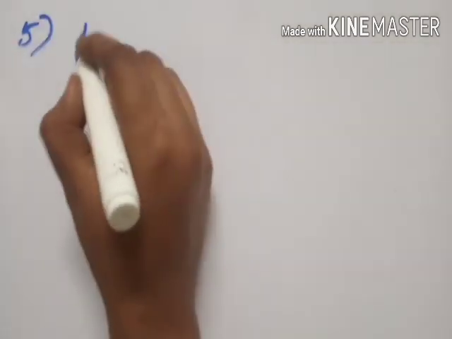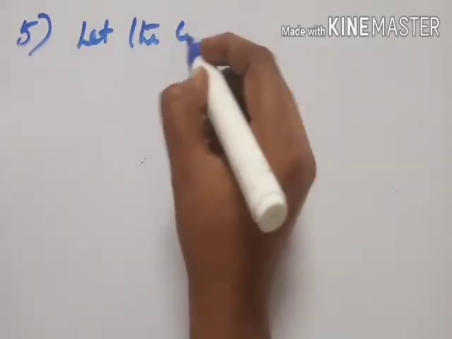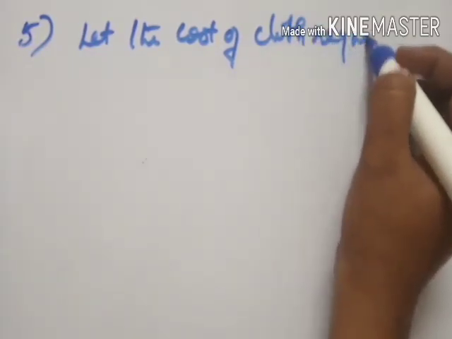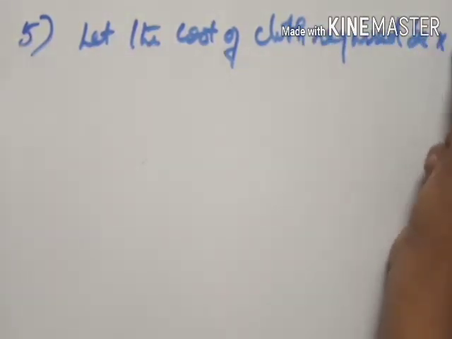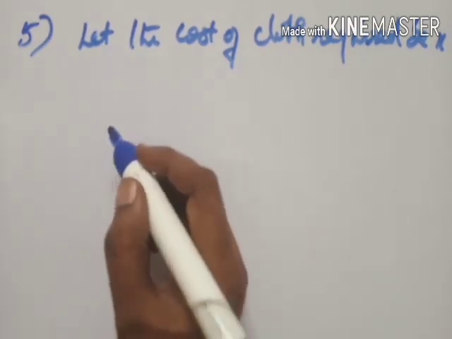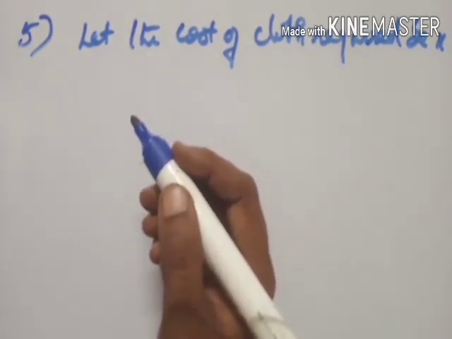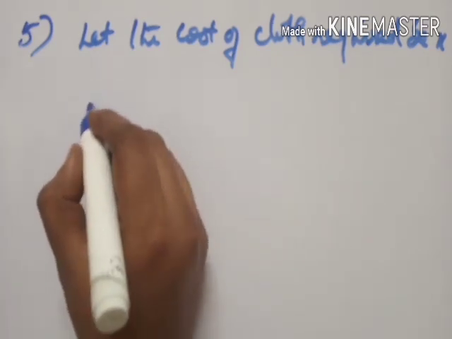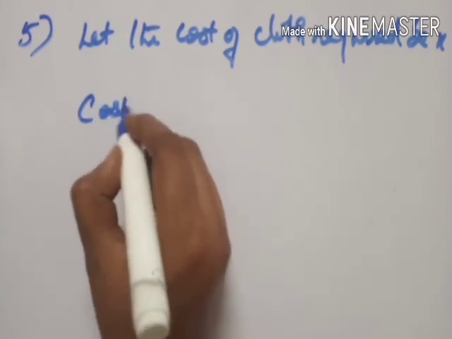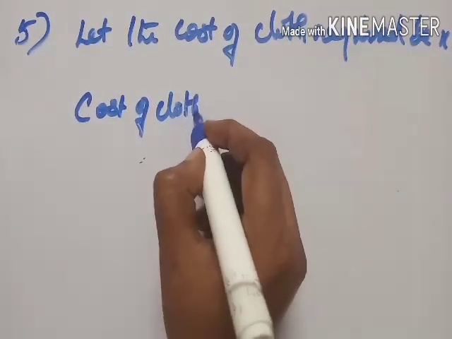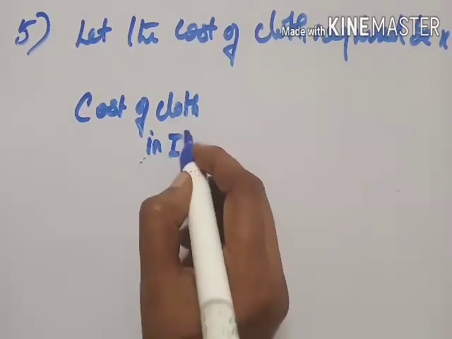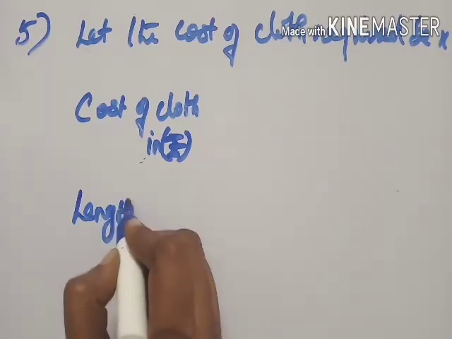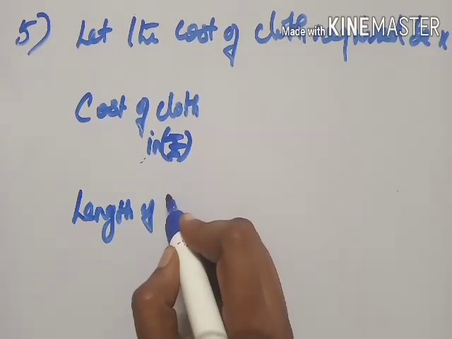Let the cost of cloth required be x. Right. So cost and length are in direct proportion. As the length increases, definitely the cost also will increase. So they are in direct proportion. Here I am going to write the cost of cloth in rupees. Here this is the rupees symbol. Next, the length of the cloth.